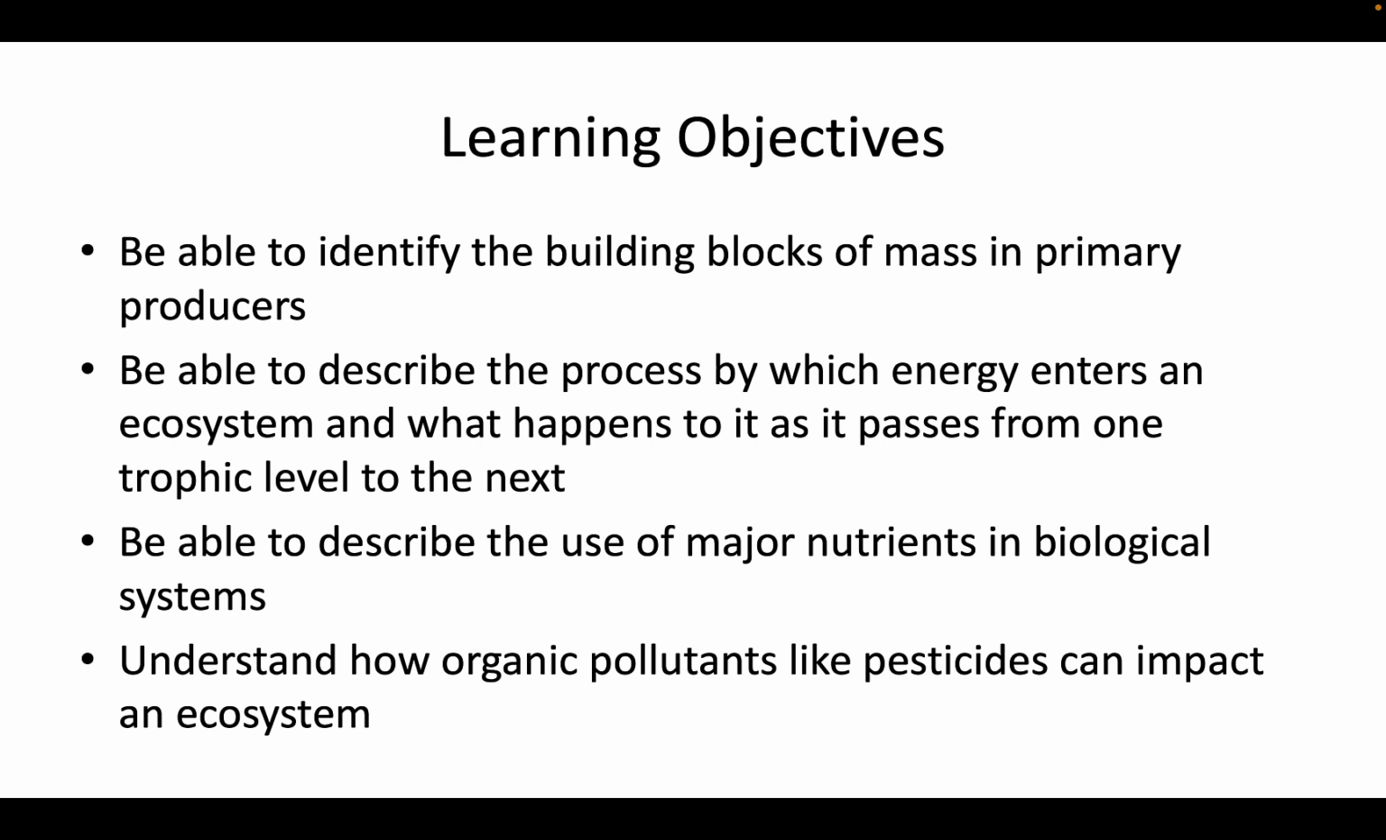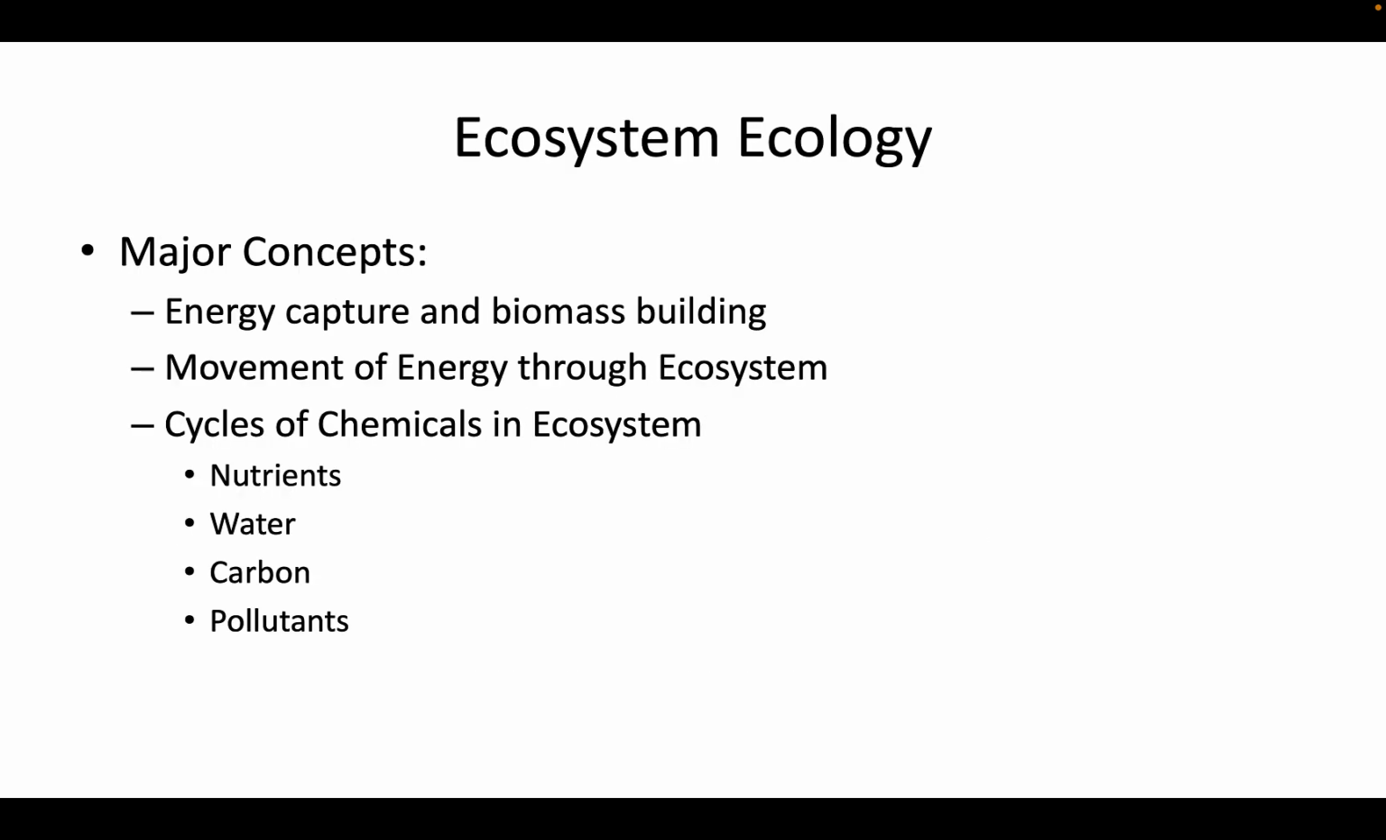Today, our learning objectives are to understand the building blocks of mass and primary producers, then look at the process by which energy enters the ecosystem and what happens as it passes from one level to the next. Then we're going to look at the major nutrients, and then finally we'll look at how organic pollutants like pesticides can impact an ecosystem. So the major concepts: energy capture and biomass building, movement of energy through an ecosystem, and then cycles of chemicals in an ecosystem. And we'll look at nutrients, water, carbon, and pollutants.